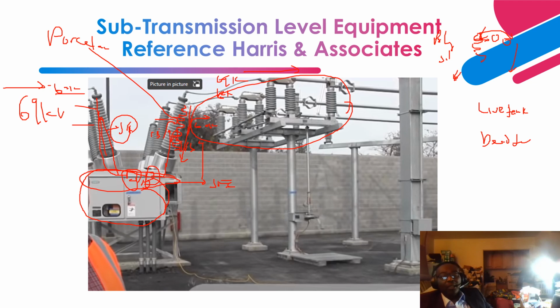Okay, and this one is a vertical break disconnect switch, right? And it is mounted from the ground plane on a pedestal. This is what they call a pedestal, right? Okay. So what you're seeing here are the mechanical linkages, right? Mechanical linkages, that are linked together to open and close, right? Okay, so they are operating.